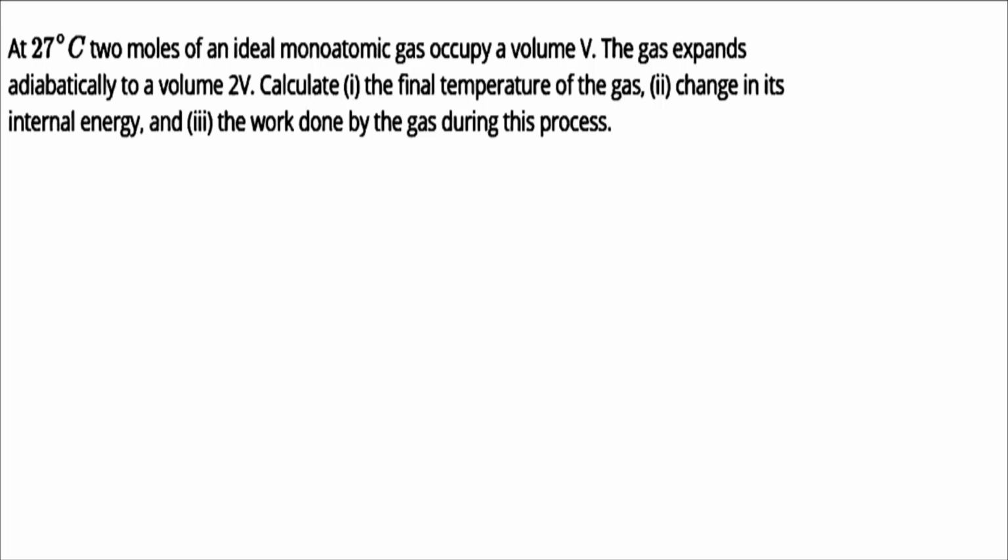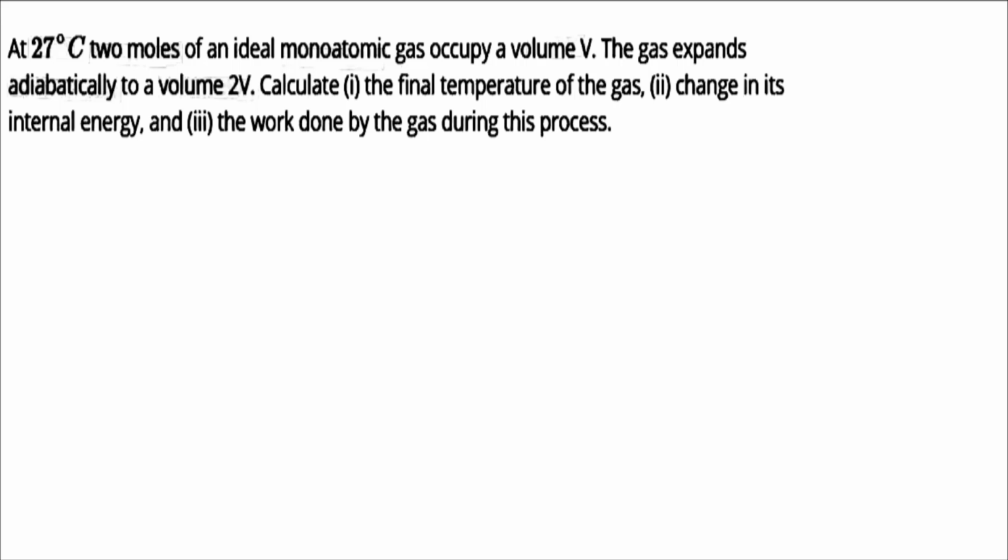Hello everyone. So the question is, at 27 degrees centigrade, 2 moles of an ideal monoatomic gas occupy a volume V. The gas expands adiabatically to a volume 2V. Now calculate the final temperature of the gas, the change in its internal energy, and the work done by the gas during this process.